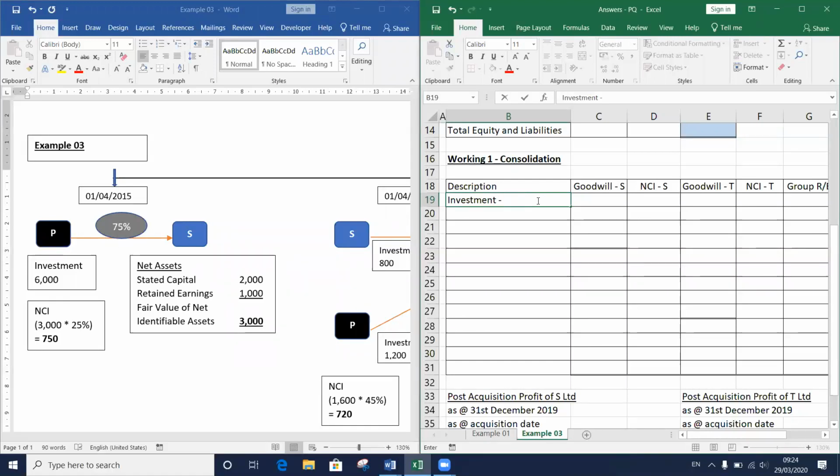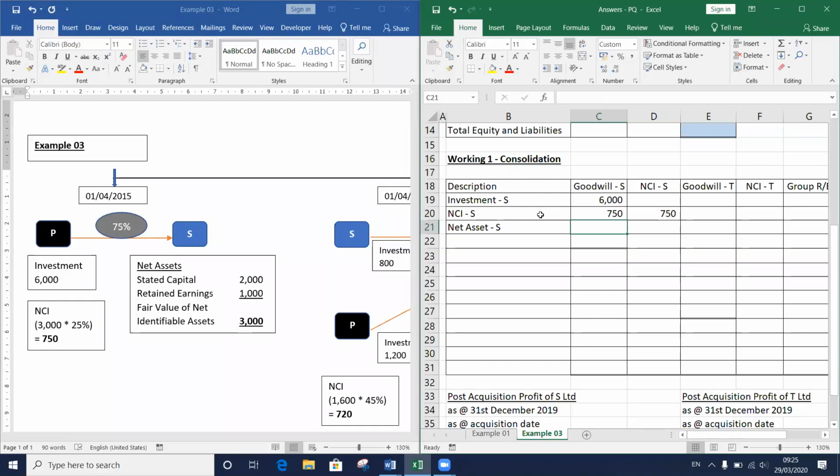So there are two acquisitions. One is the acquisition of S. So investment in S. The amount is what? 6,000. Then for that we need to add the NCI value or the non-controlling interest of S. That we have already found, 750, and we need to deduct the net asset amount. The net asset amount of S.